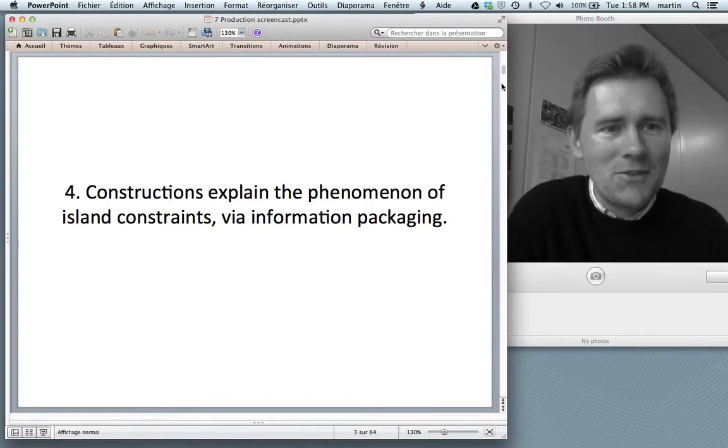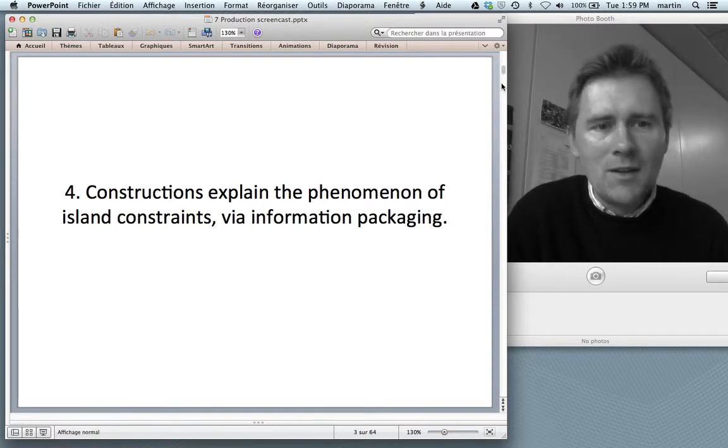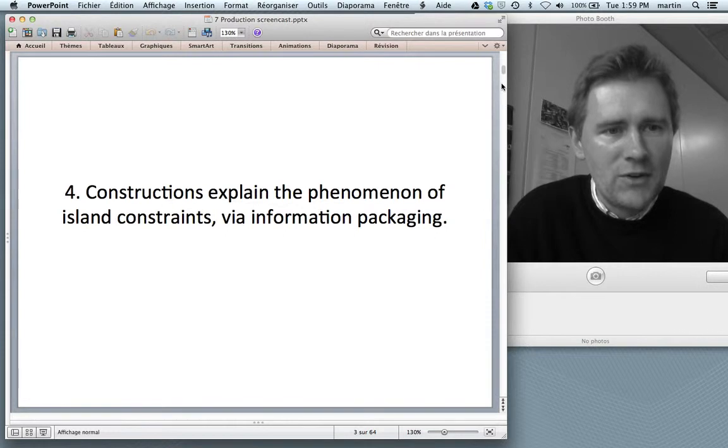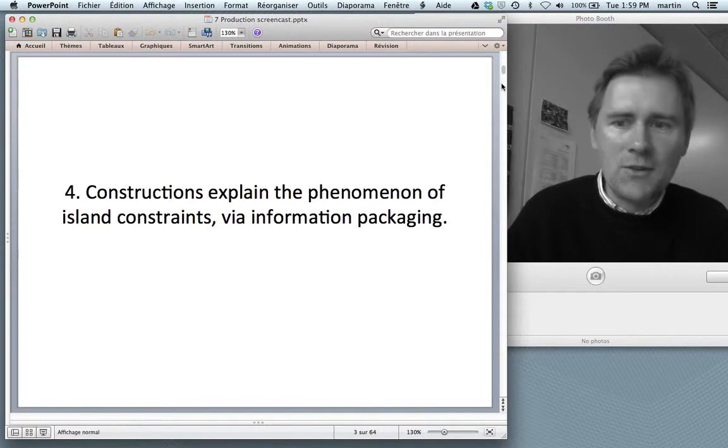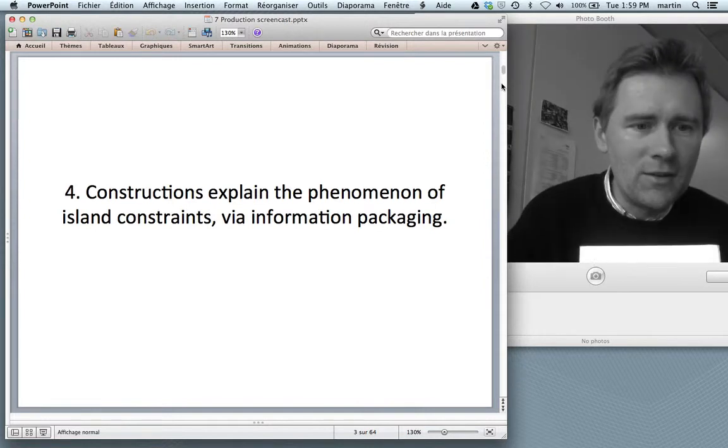Right, island constraints, that's a classic syntactic topic. It's one that has been believed to necessitate a purely formal syntactic explanation. And so it's really the ideal test case to see whether construction grammar is a viable alternative to generative approaches to syntax.